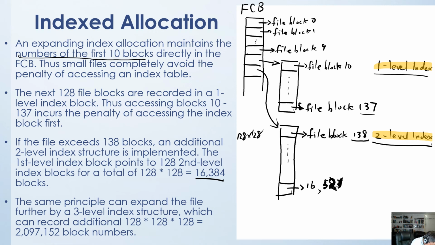Now, if the file size is bigger, then the same principles can expand the file further with a three-level index structure. Now, a three-level index structure can record an additional 128 times 128 times 128, which can actually add more than 2 million additional blocks. Okay, that's a huge number. That's one of the variations of the simple indexed allocation.